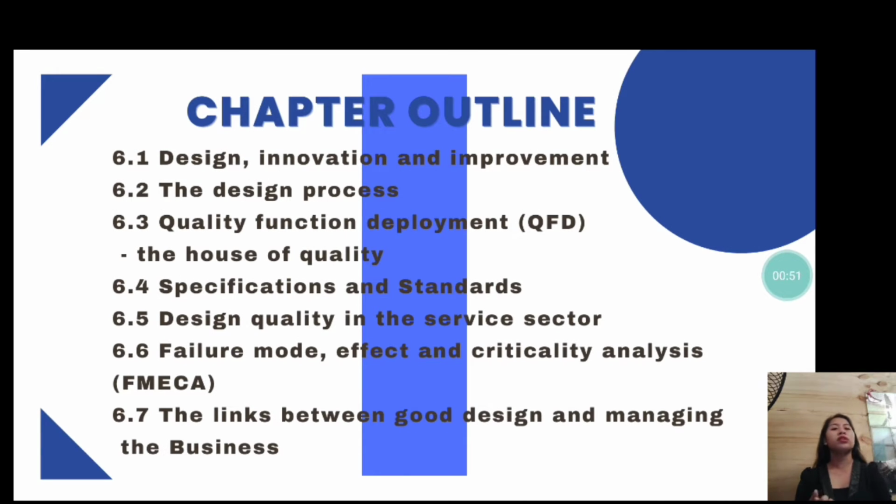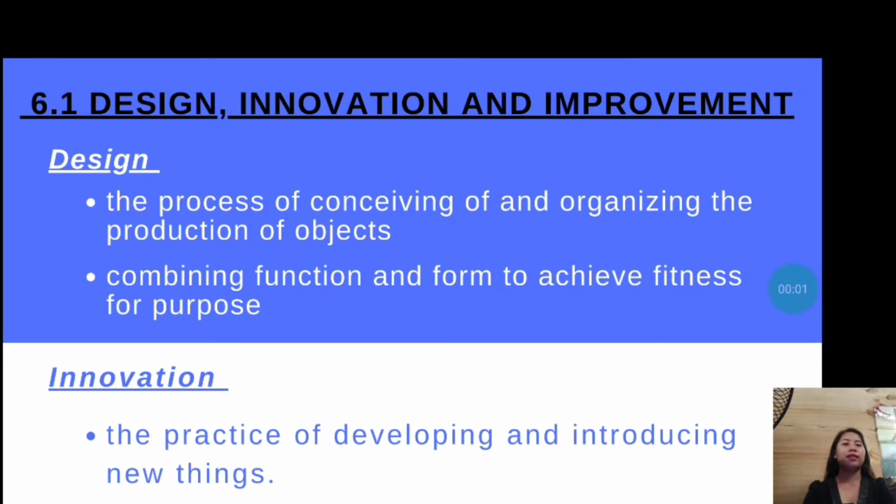So these are my chapter outline. 6.1 Design Innovation and Improvement, 6.2 The Design Process, 6.3 Quality Function Deployment or QFD, the House of Quality, 6.4 Specifications and Standards, 6.5 Design Quality in the Service Sector, 6.6 Failure Mode, Effect and Criticality Analysis or FMECA, 6.7 The Links between Good Design and Managing the Business. So let's proceed. Design, Innovation and Improvement.